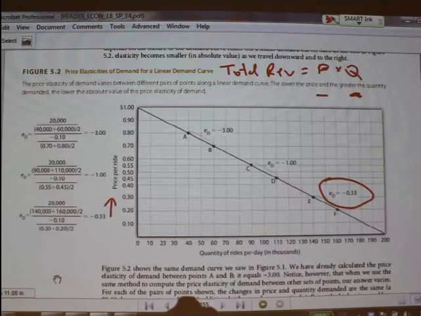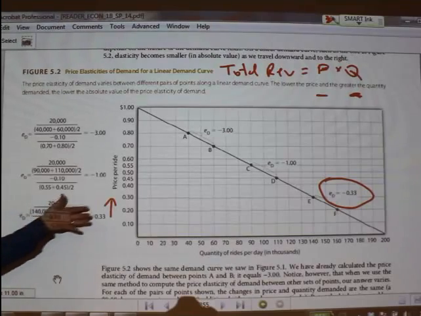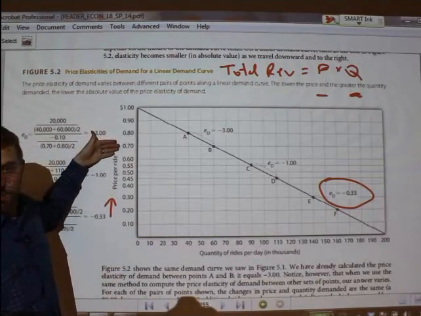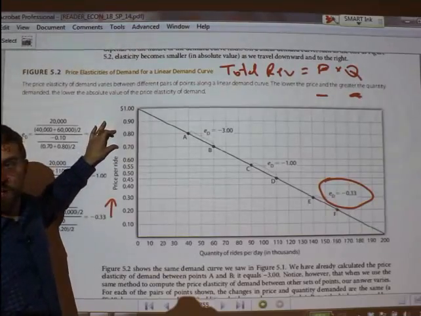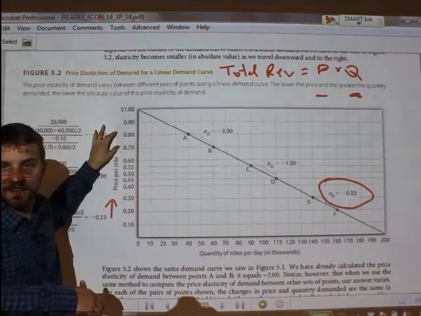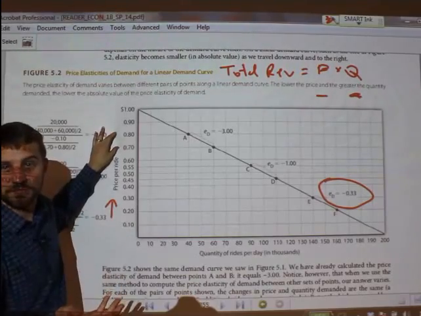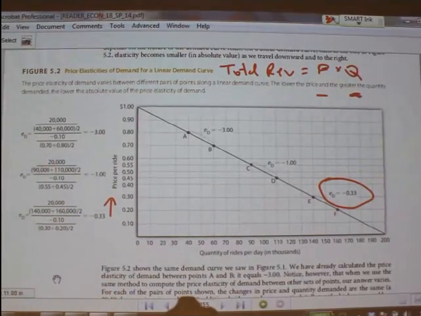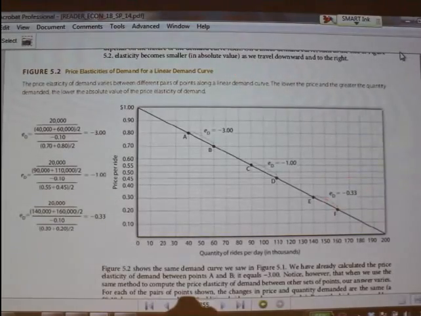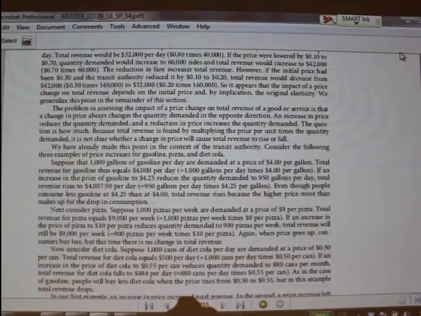So it turns out when we're in the inelastic portion of the demand curve and you raise price, total revenue increases. But if we're in the elastic portion and you raise price, there's a big fall in quantity demanded. So therefore your revenue falls. This makes sense if you reason your way through it. You can also prove it to yourself mathematically.